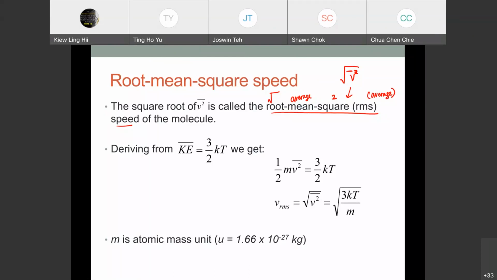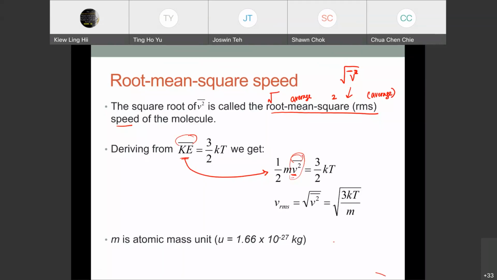So deriving from our average kinetic energy equals 3/2 kT, expand this one: kinetic energy equals half mv squared. Since this is an average value, your velocity is also an average value. So simplify this to find only your v value. You will get v as the square root of 3kT divided by m.